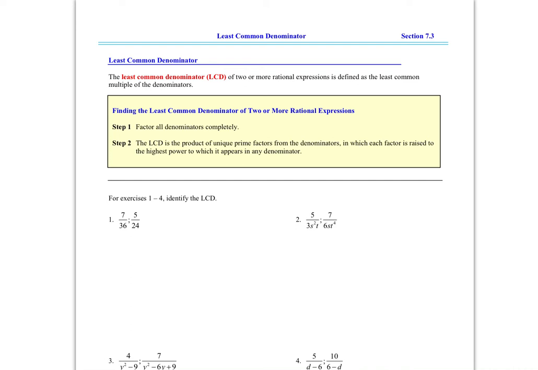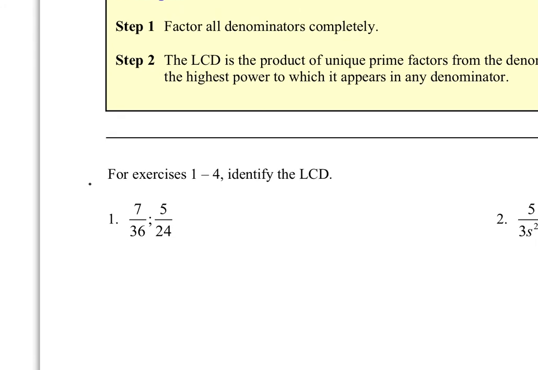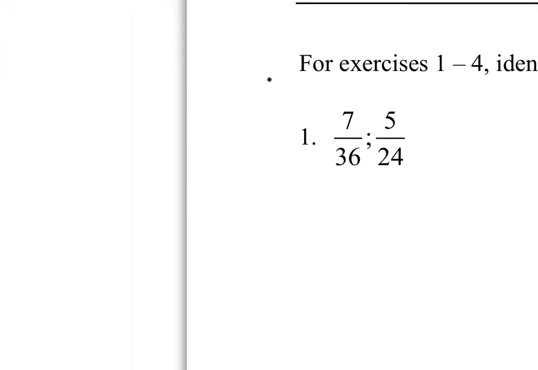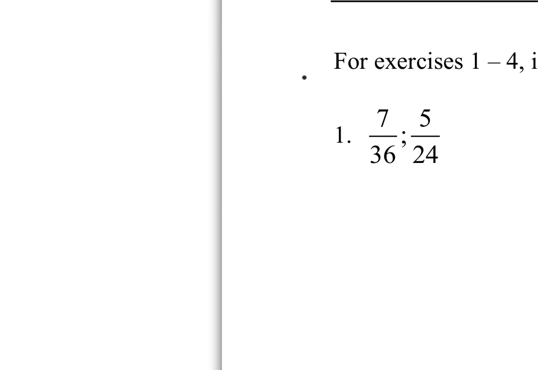In 7.3, we're going to spend time learning how to find a least common denominator. A least common denominator of two or more rational expressions is just the least common multiple of the denominators. So what I do, I want to write the prime factors of each of the denominators.